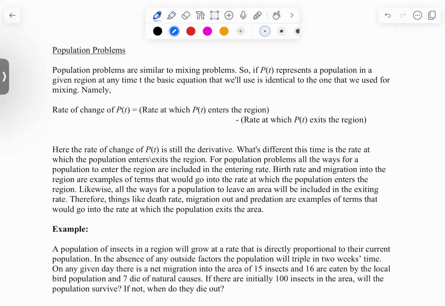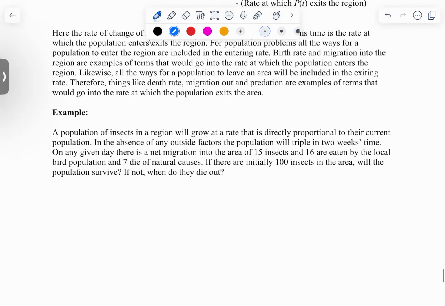What's different this time is what is entering and exiting. What is increasing? Population rates. So we look for anything about birth rates, migration into the region. When exiting the region, we're looking for things like death rate, migration out, predation rate. So basically the same things, except now we have multiple things instead of just liquid in, liquid out. Different types of things entering the region. Let's look at an example.